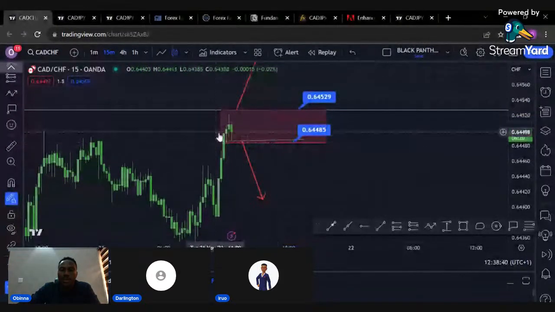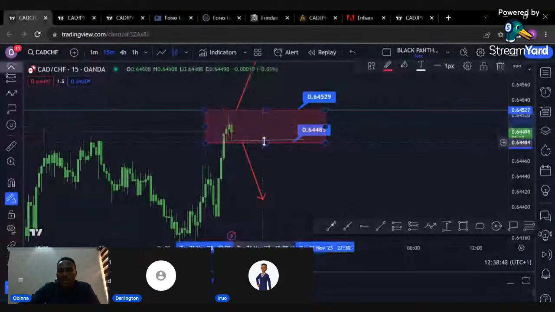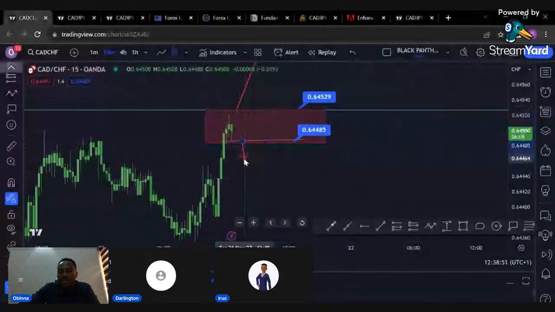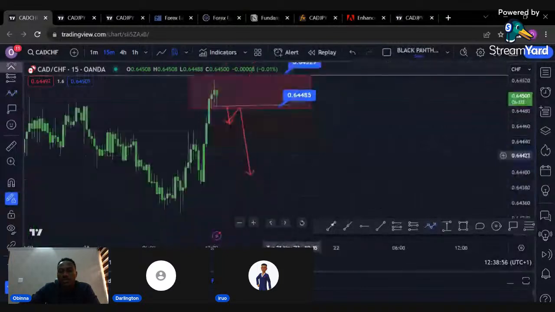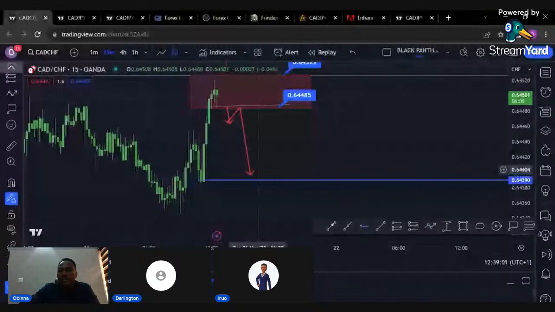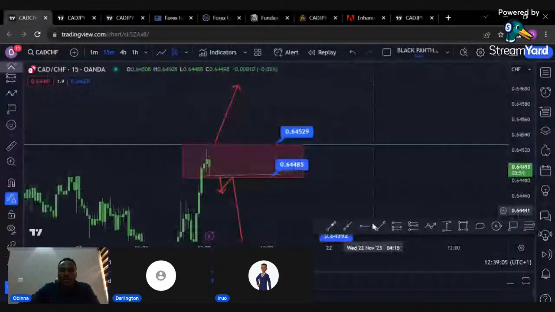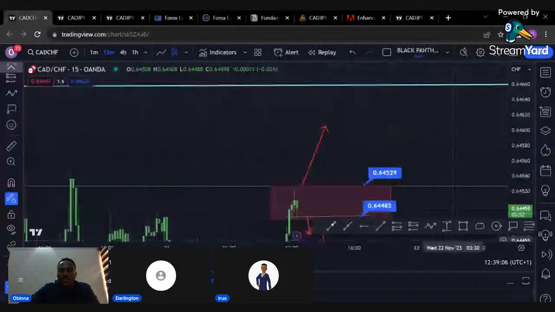As long as price hasn't broken this area, 0.4485, I'll wait for price to break this area, then I can look for a retest, depending on what I see, to continue down. This place will be my TP. For an uptrend, this place should be my TP.